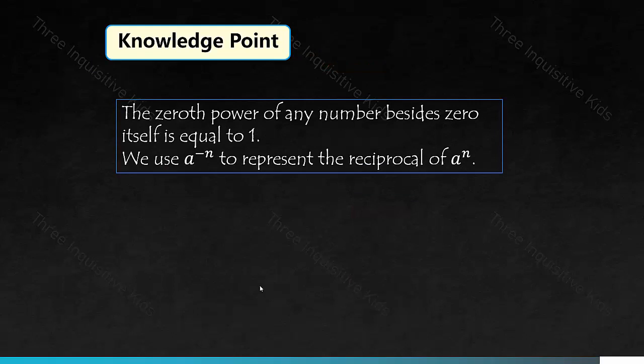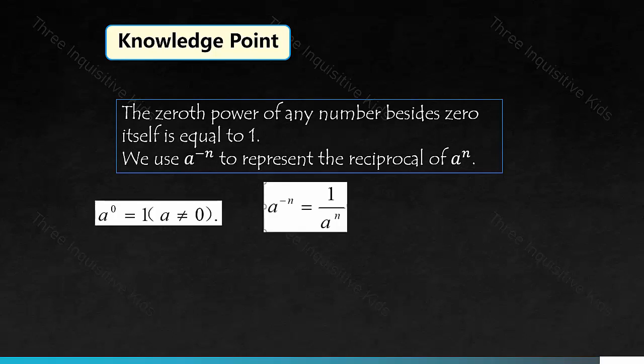The 0th power of any number besides 0 itself is equal to 1. You might think it equals 0, but there's always a 1 left over that you'll find in multiplication. And we use a to the negative nth power to represent the reciprocal of a to the nth power. If you don't know exactly what reciprocal means, you should be able to find it in a fractions video. So a to the 0th power equals 1, and a does not equal 0. And a to the negative nth power equals 1 over a to the nth power, because it's the reciprocal.